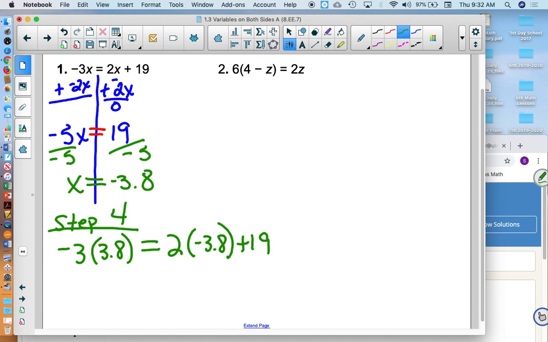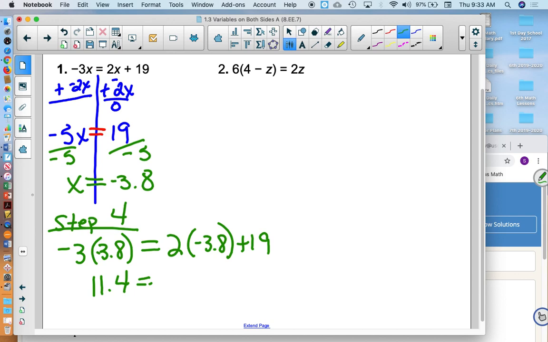What is negative 3 times negative 3.8? You've got the calculators. I don't have one up here. So I'm asking you. Reagan, 11.4. Is it positive or negative? You're right, because negative times negative is positive.